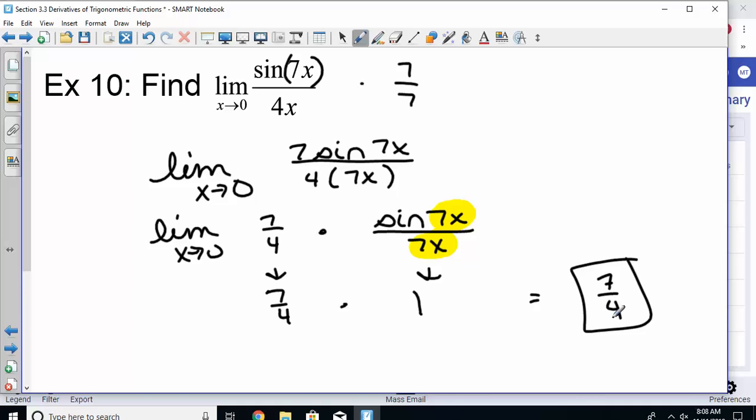So our trick is going to be to multiply something else into the problem if needed, so that we can get the angle of the trig function to match the denominator. And then we can use that rule. Questions there?